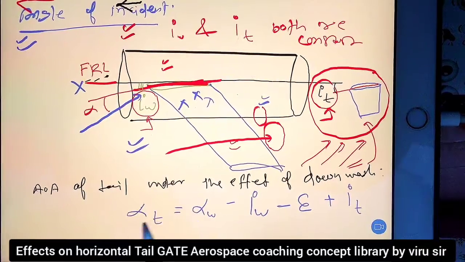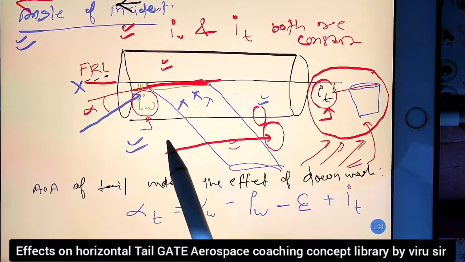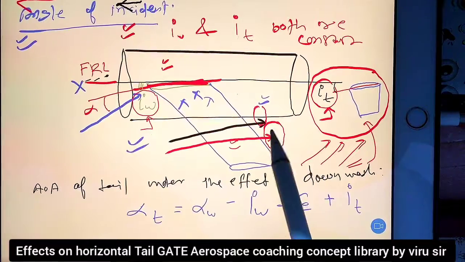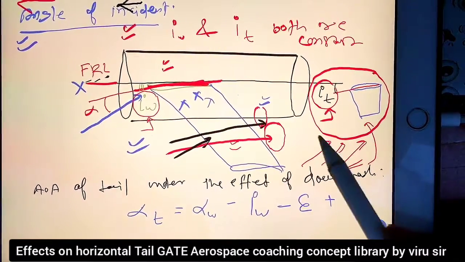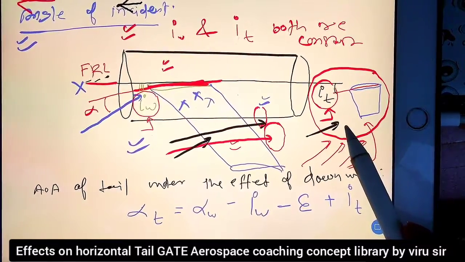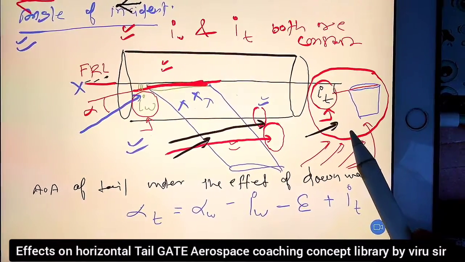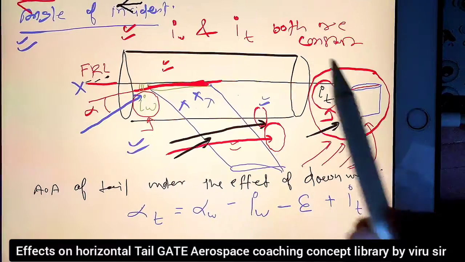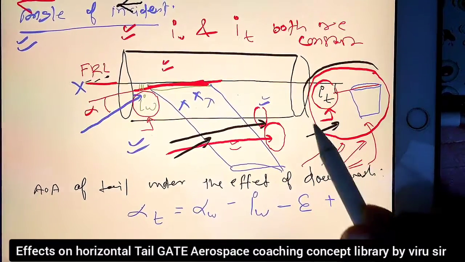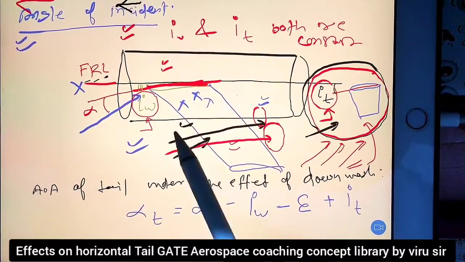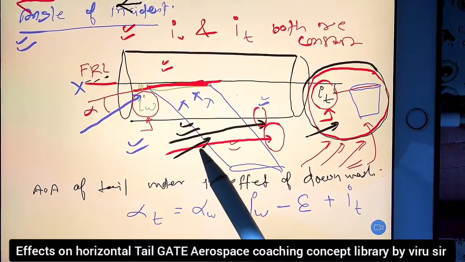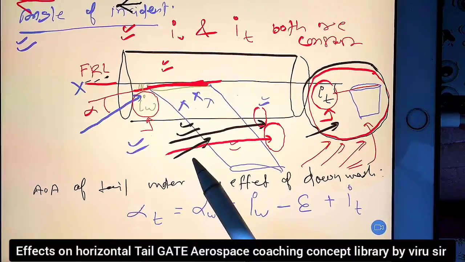Whenever there will be downwash, the air will not go straight to the tail. Alpha for the wing will not be exactly equal to alpha for the tail. There are three main causes. The first main cause is that the tail is not attached to the fuselage at the same angle the way the wing is attached. So the free stream will not experience the same angle.